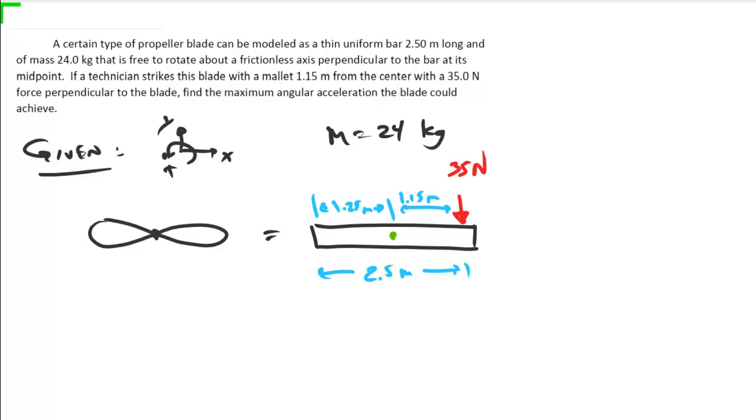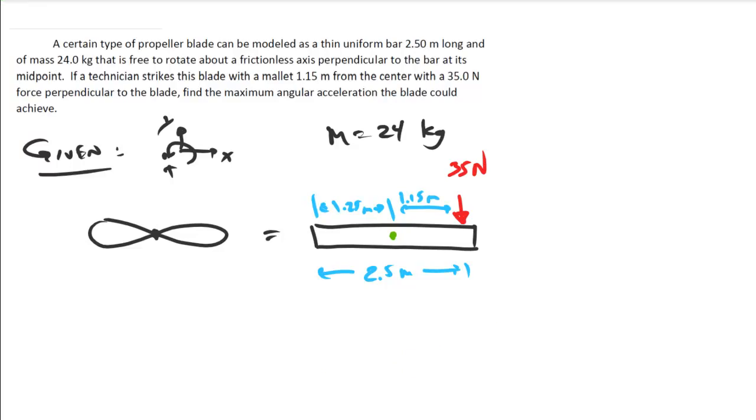And we want to know what is the maximum angular acceleration it could achieve. And actually, the way I've drawn it here, it's going to be clockwise, which is negative. But it could have just been hit over here as well, which would cause a positive, right? So let's just take the magnitude of it. We're looking for the largest magnitude of the angular acceleration, right?